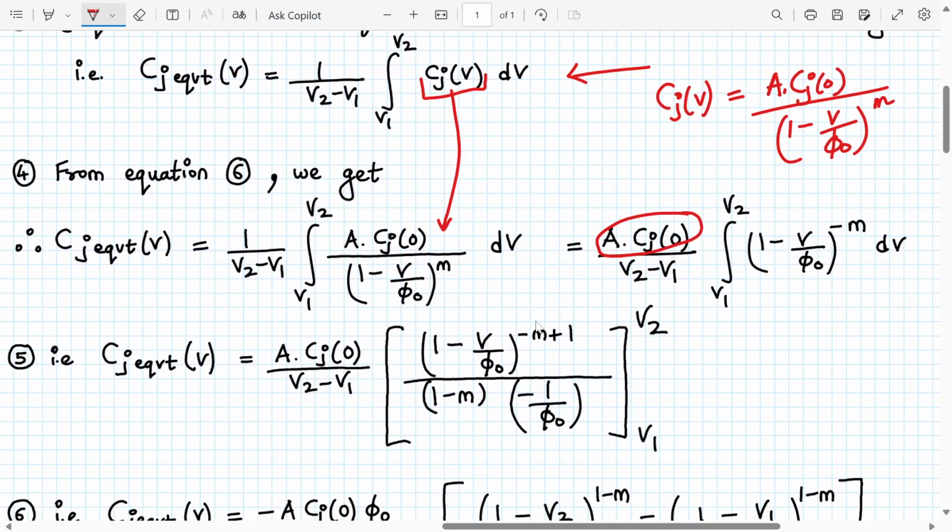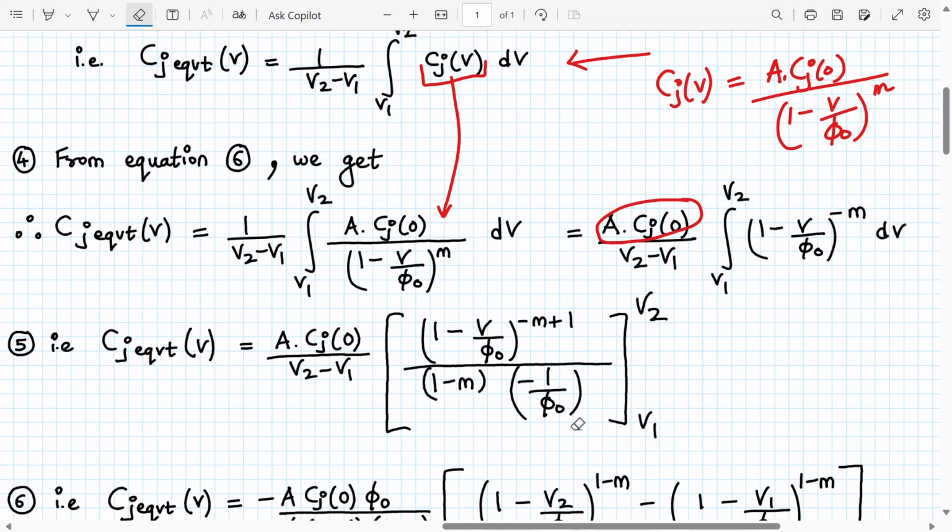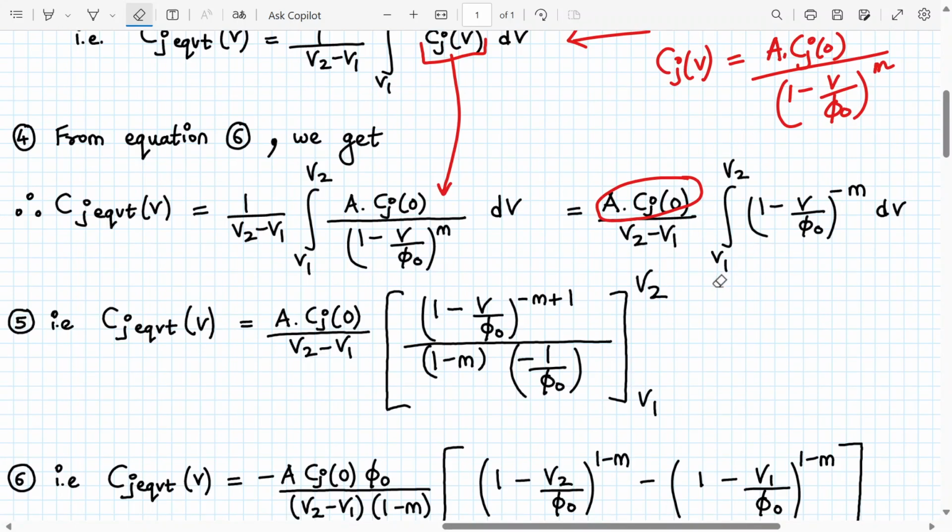So what's the integration of x raised to minus m? What is this integral? Anyone remembers? It is x raised to minus m plus 1 divided by minus m plus 1, right? So that is what we get. So it is 1 minus V upon phi naught raised to minus m plus 1, divided by 1 minus m, times minus 1 by phi naught. That is what we get as the integral with limits V1 to V2.